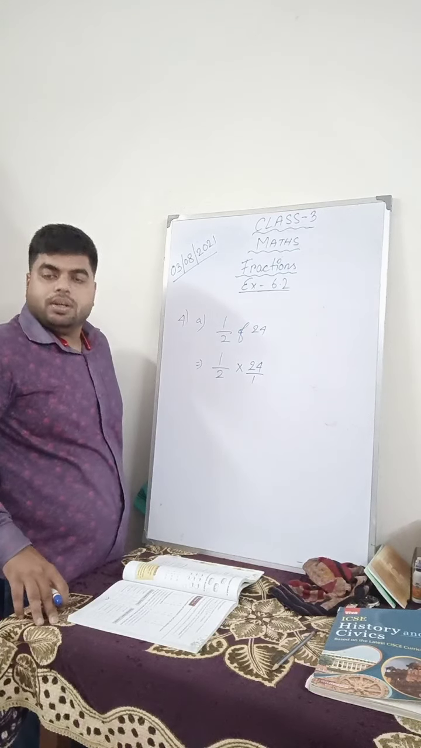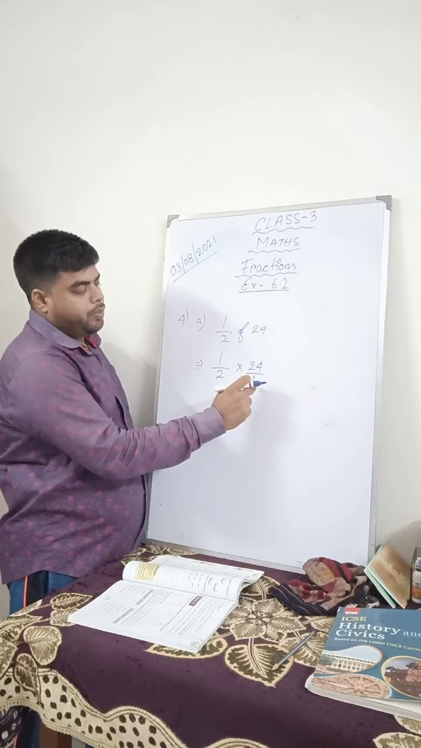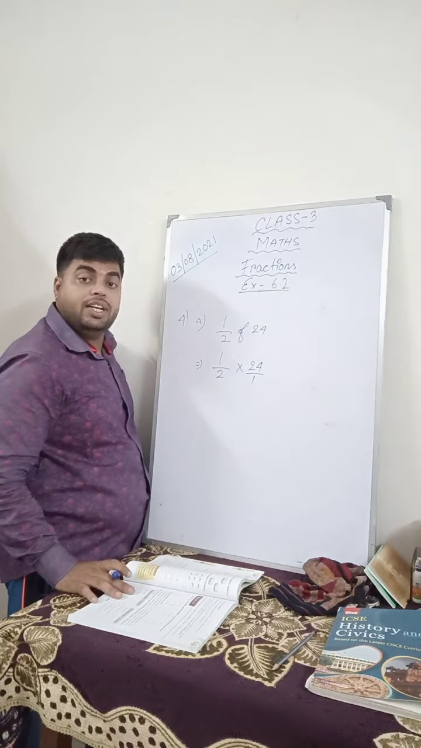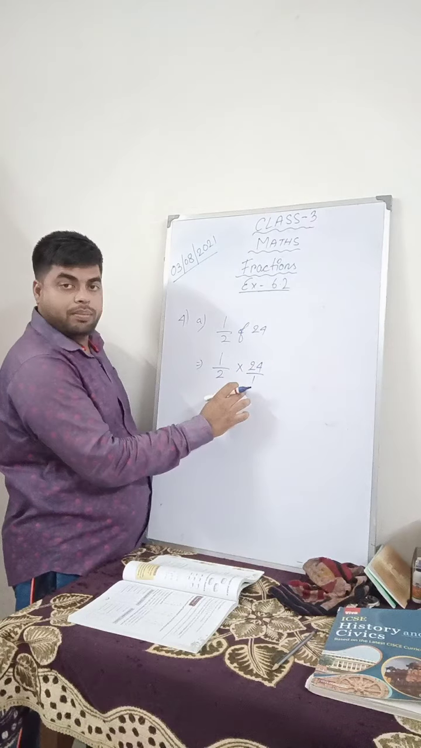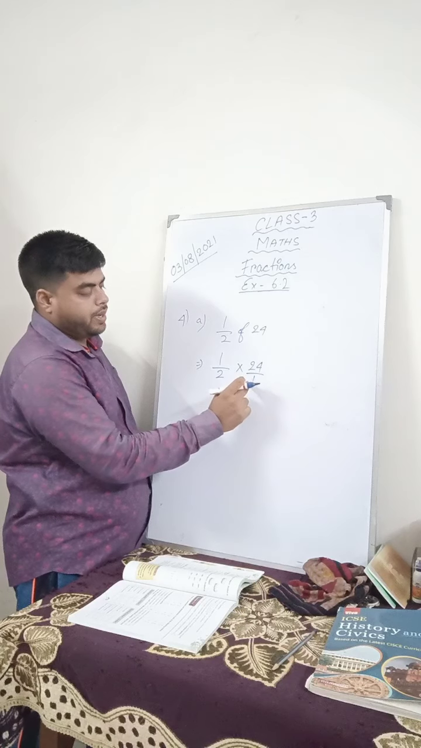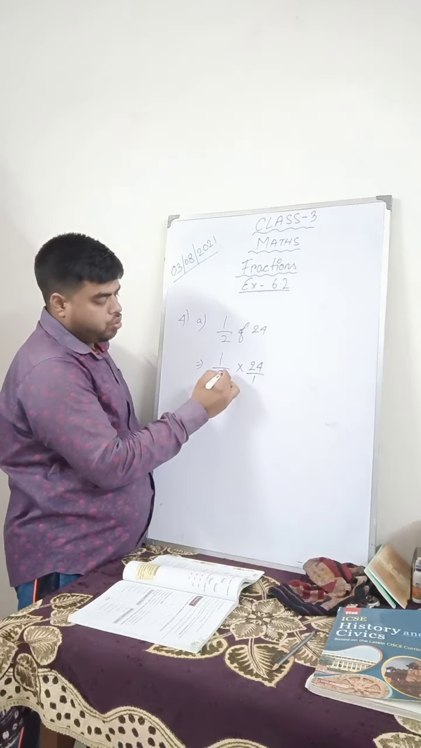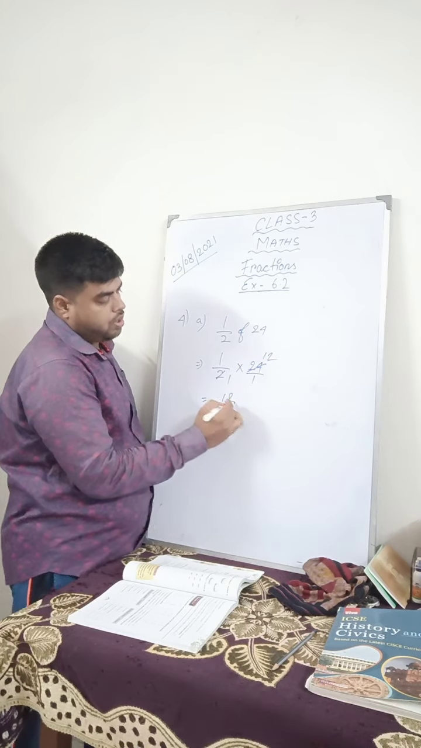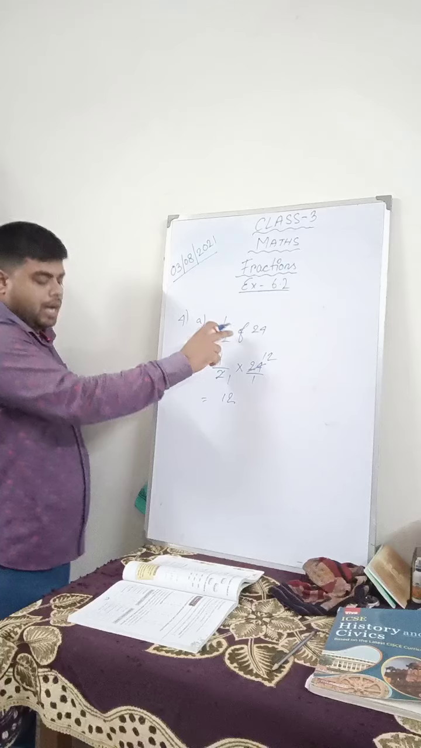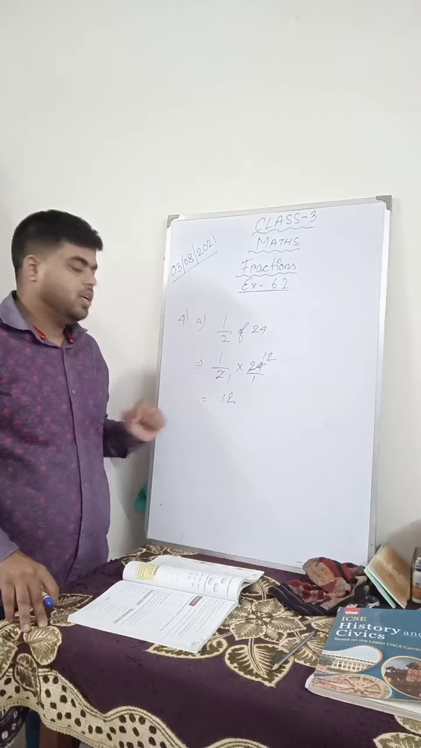So when we multiply or when we divide, we actually crisscross. That means the denominator gets divided with the numerator of the cross number. So we have to divide: 2 1s are 2, 2 12s are 24. So the answer is 24. So 1/2 of 24 means half of 24 is 12.